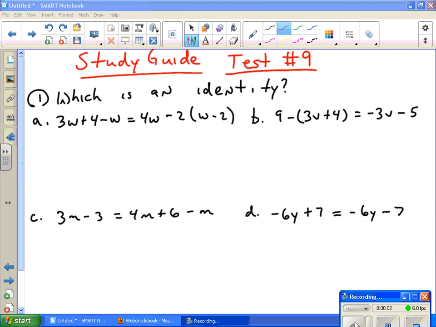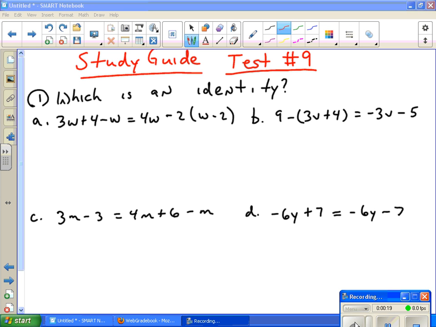Okay, this is test number 9 study guide from sections 1.1 all the way up to 3.8. First problem asks, what is an identity? An identity means it's going to be a true statement at the end, which means any number you plug in is going to make it correct.